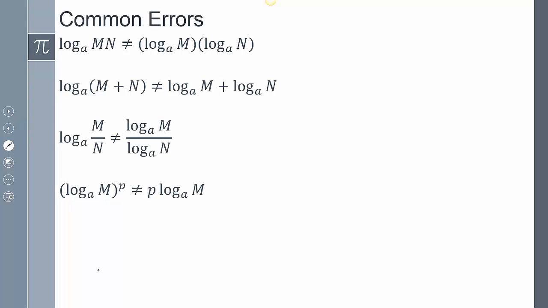Now here are some common errors that people typically make. Log base a of m times n does not equal log base a of m times log base a of n. Log base a of m plus n does not equal log base a of m plus log base a of n. It's not like I distributed the log through. You can't do that. And if I take a power of the entire log, it's not the same as moving it to the front, because this is the power of the entire logarithm instead of just being the power of what my m is.